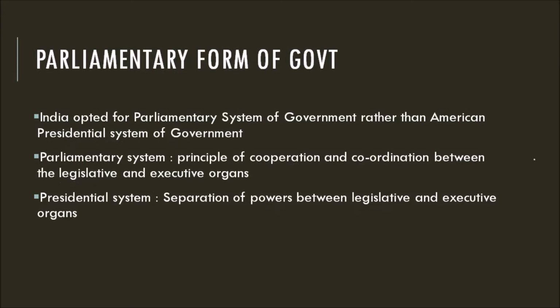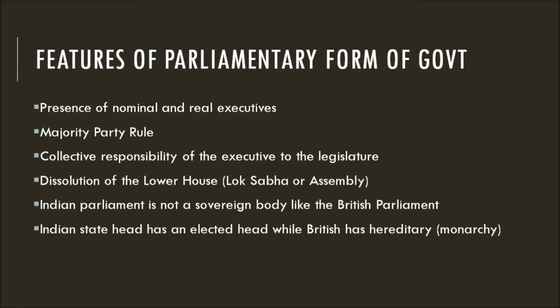Now let's see what are the features of the Indian parliamentary form of government. In the parliamentary form of government, there is a presence of nominal and real executive. Like in India, we have the president who is the nominal head, and the cabinet ministers are the real executives. The parliamentary form of government has a majority party rule. That means whichever party people elect by voting gets the opportunity to rule the country.